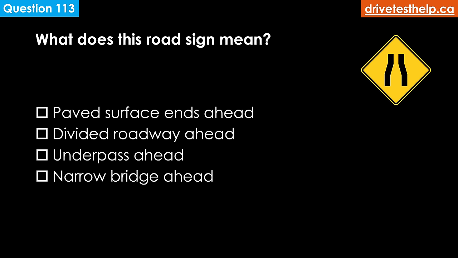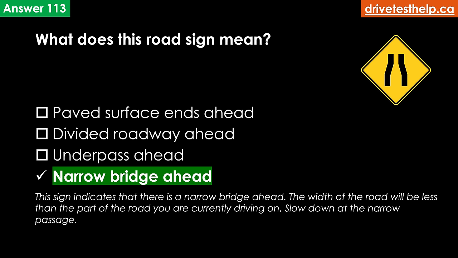What does this road sign mean? Paved surface ends ahead, divided roadway ahead, underpass ahead, narrow bridge ahead. Correct answer, narrow bridge ahead. This sign indicates that there is a narrow bridge ahead. The width of the road will be less than the part of the road you're currently driving on. Slow down at the narrow passage.